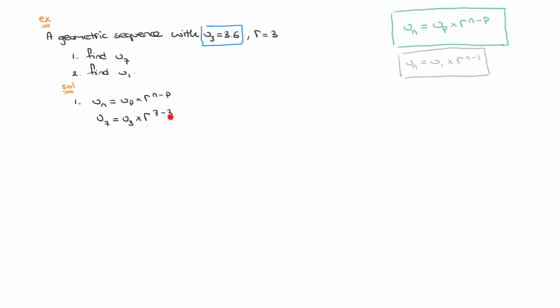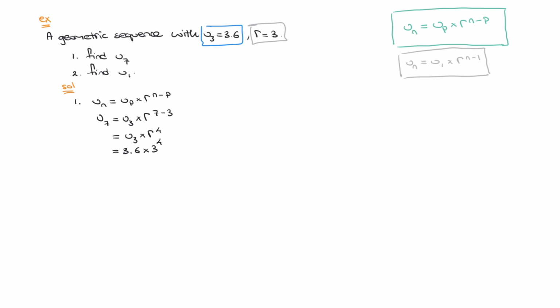Of course, since 7 minus 3 is equal to 4, this quickly turns into u sub 7, the seventh term, is equal to the third term times r raised to the power of 4. Okay. All we have to do now is replace u sub 3 by 3.6, as well as r by 3. So this becomes the seventh term is equal to 3.6 times 3 raised to the power of 4.